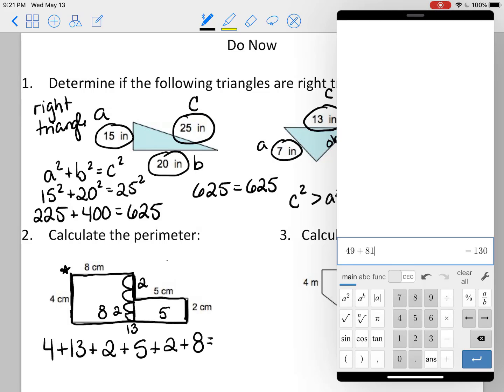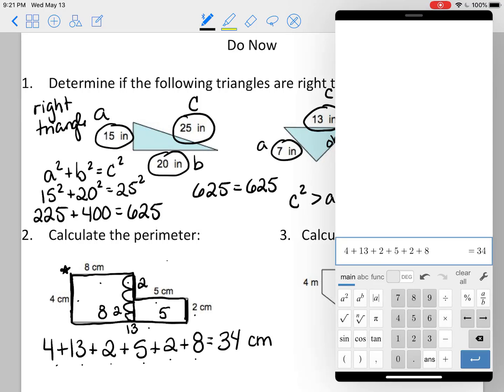I also tell students to double check and make sure that the number of sides in the figure is the same as the number of sides that you have in your formula. So 1, 2, 3, 4, 5, 6, and 1, 2, 3, 4, 5, 6. So we have the right amount. So now we just add them up. 4 plus 13 plus 2 plus 5 plus 2 plus 8 is 34. And perimeter is always in single units, so it's going to be in centimeters.